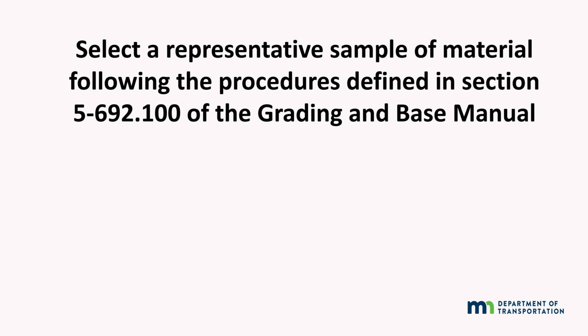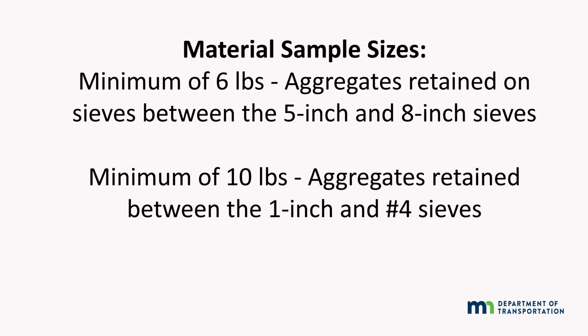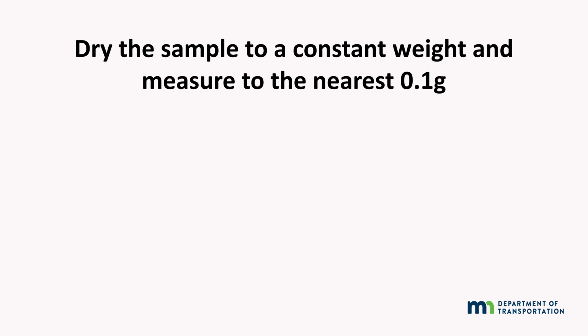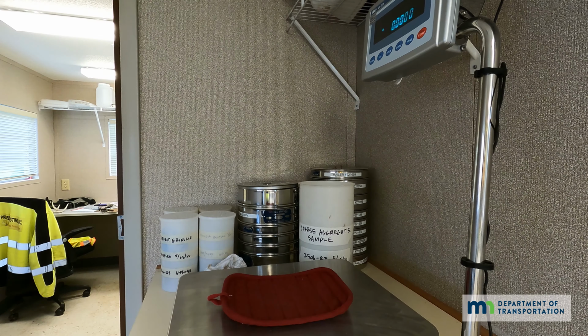5-692.100 of the Grading and Base Manual, and reduce sample size to no less than 6 pounds for aggregates retained between the 5-inch and 8-inch sieves, and no less than 10 pounds for aggregates retained between the 1-inch and number 4 sieves. Dry the sample to a consistent weight and measure to the nearest 0.1 gram of the sample mass or weight.